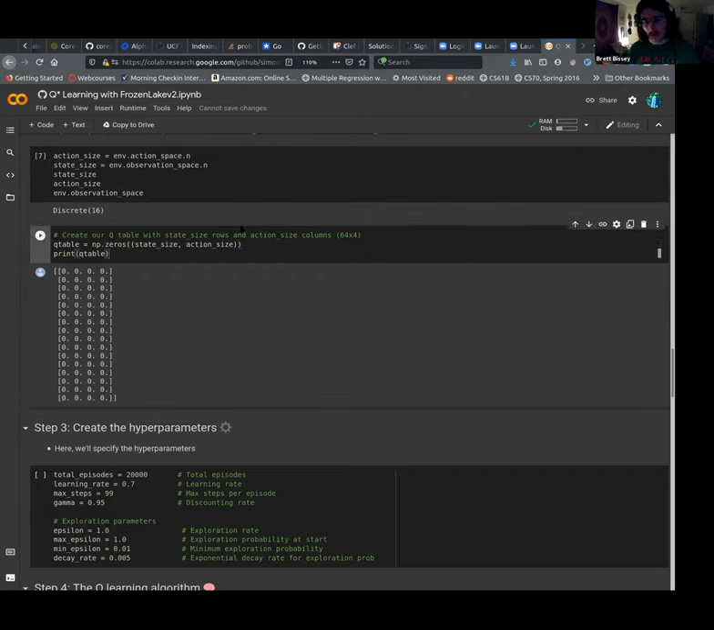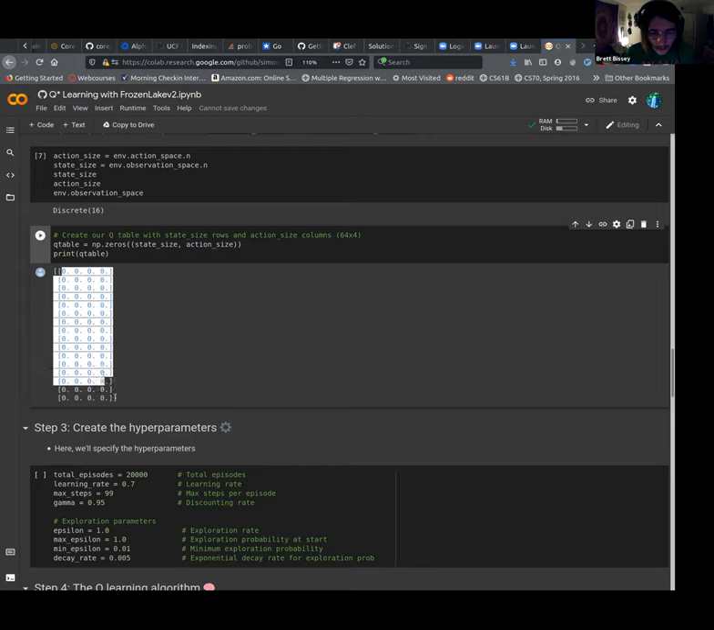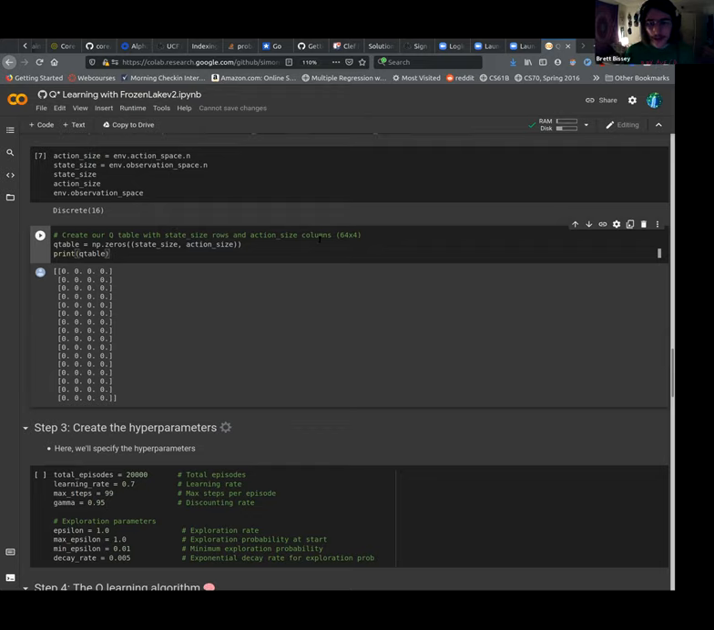And we're going to create our Q table. This is a classic Q learning technique. You can do this without neural networks on a lot of grids, but this is a direct algorithm, not a planning algorithm. But this game would probably benefit from a planning algorithm. So this is a 16x4 grid, with state size rows and action size columns.